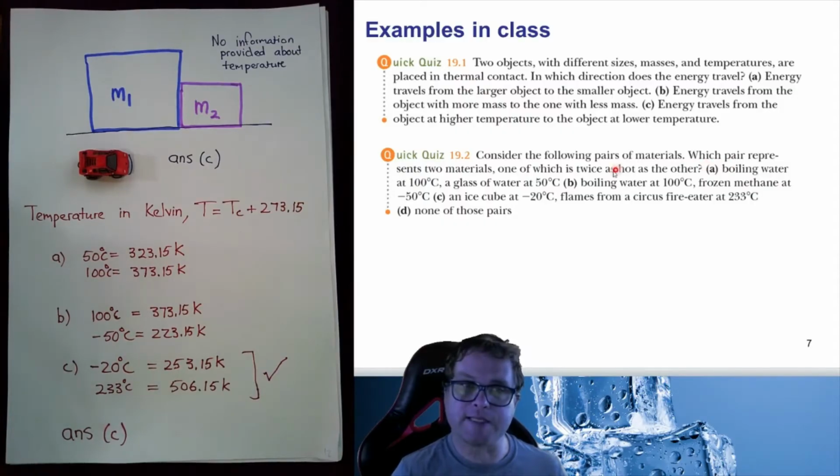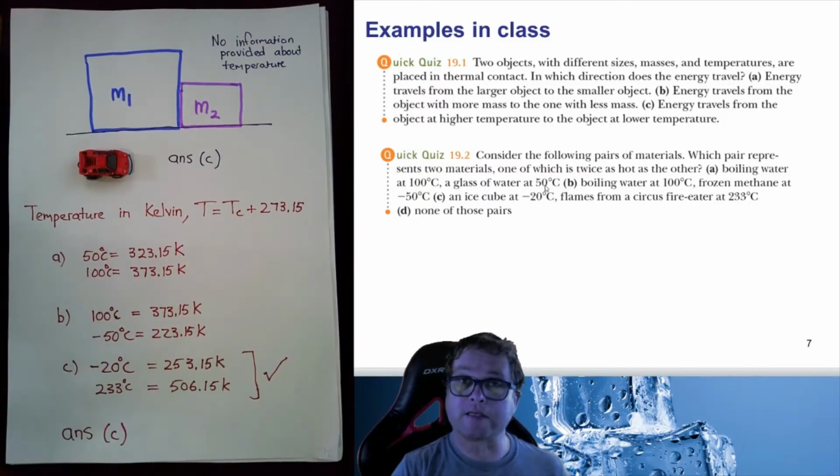Which pair represents two materials, one which is twice as hot as the other? And then we're given a number of different pairs. For example, boiling water at 100 degrees Celsius and a glass of water at 50 degrees Celsius. So what we need to remember is that even though in our country we work with degrees Celsius, in other countries they might be working with degrees Fahrenheit. And then this would mean that we would end up in an argument about the different units.